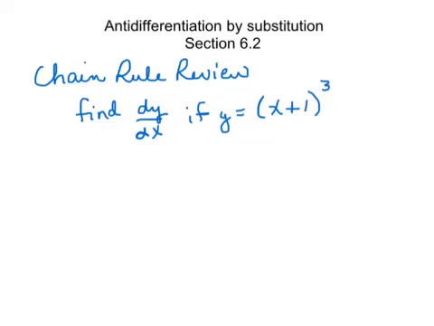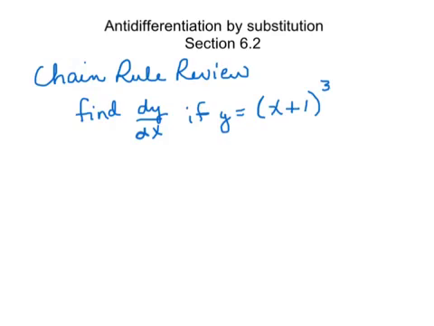To begin this discussion of antidifferentiation by substitution, we're going to begin with the chain rule because we use this method for reversing a chain rule derivative. So if you remember finding a derivative with the chain rule, we look at this as a composite function, and we have this outside exponent and this inside function.